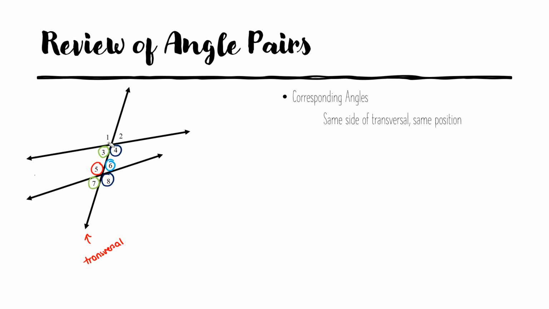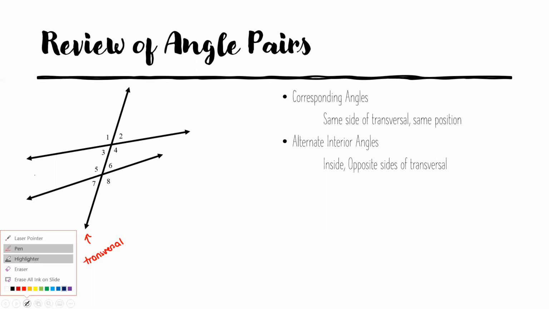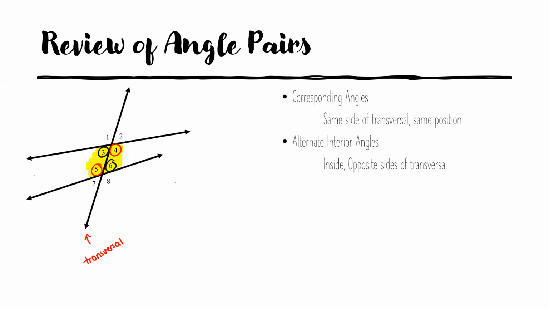So those are the different corresponding angles that are on the same side of the transversal and in the same position. After that, we looked at the angle pairs called alternate interior angles. Alternate interior angles are angles that are on the inside, meaning they are in between the two lines. So this right here is the interior, the inside. And they are on opposite sides of the transversal. So angle 3 is alternate interior to angle 6 because they are on the inside and on opposite sides of the transversal, as well as angle 4 is alternate interior to angle 5. Those are my two angle pairs for alternate interior angles.